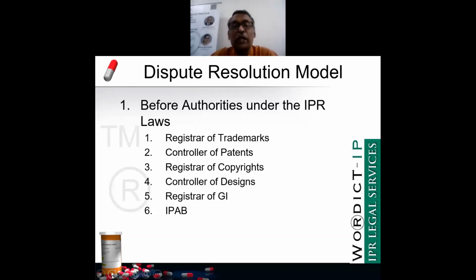Then registrar of copyrights is the first authority. Then controller of designs and registrar of GI. They are 1 to 5. They are all the first authorities where you file an application and prosecute. Now, IPAB, Intellectual Property Appellate Board, is an appellate board which sits on the orders of all these 5 registries. That is how the hierarchy has been built up.